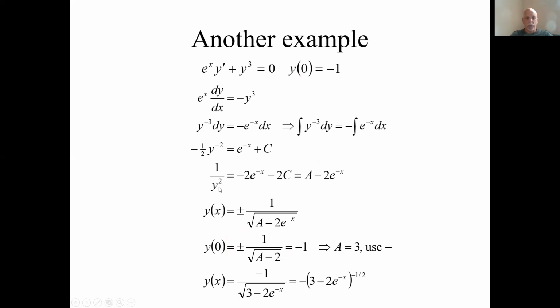And when we had a y squared here, we had to be careful and use plus or minus on the square root here. We don't know the sign yet. But this, with the arbitrary constant in it and the plus or minus, had to be minus 1. So that means A equals 3, and we use the minus sign. So here is our solution that both solves the equation and satisfies the boundary condition. And again, if you put this answer in for y up here, verify that this is a true statement.